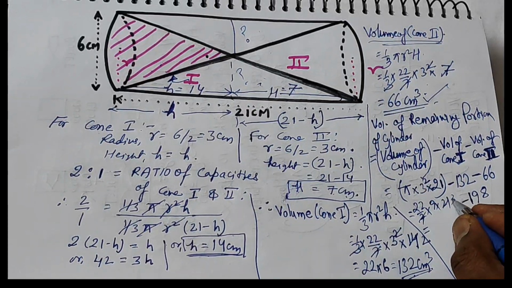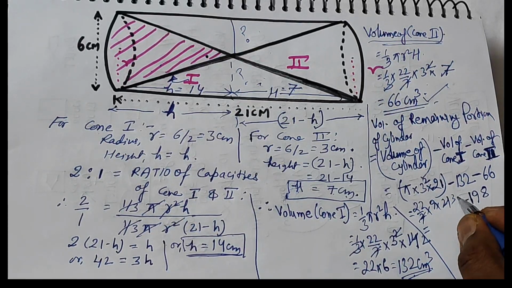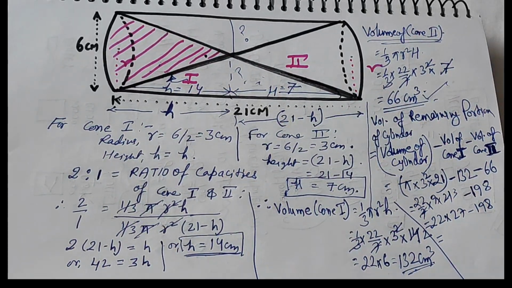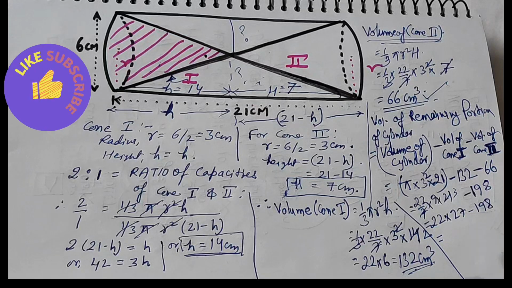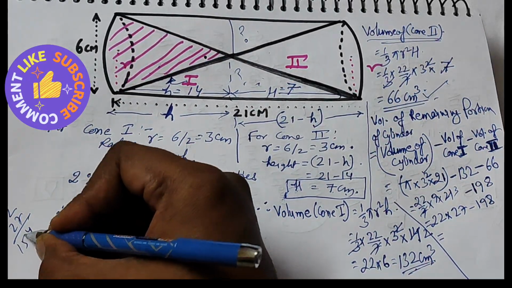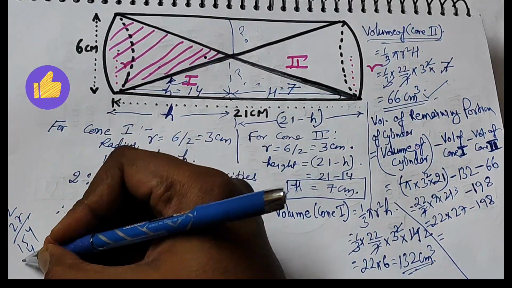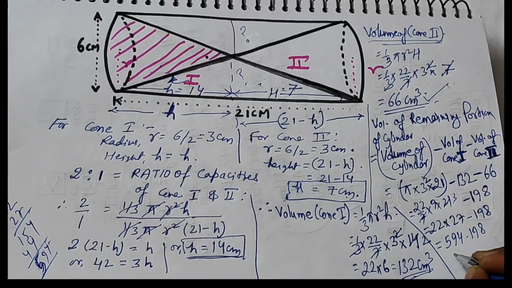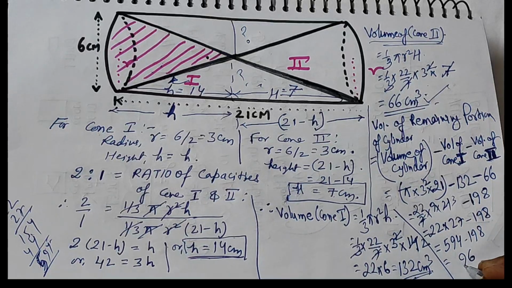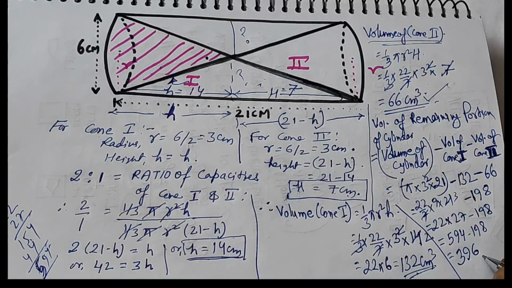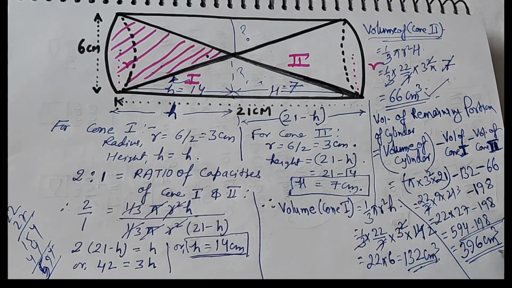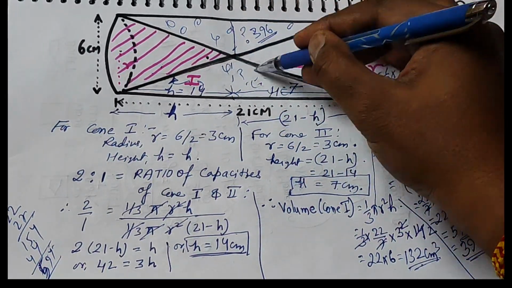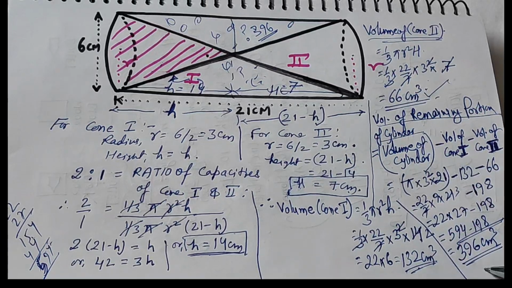So that we have calculated as 396 centimeter cube. How? You can see here 22 into 27 minus 198. Let us do 22 into 27. So 7 to 14, 7 to 14 plus 1, 15 plus 44. So it is coming to 594. So 594 minus 198 is 396 centimeter cube. So this is the volume of the remaining portion of cylinder, that is what is left after deducting two cones. So in this way we have solved this question.